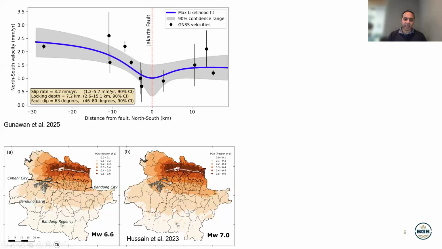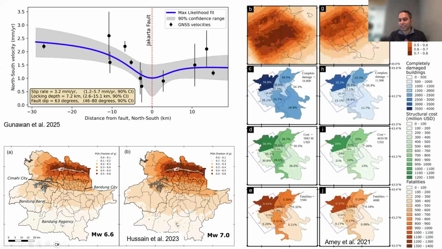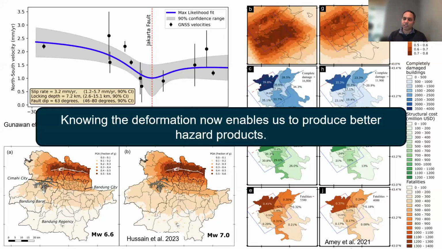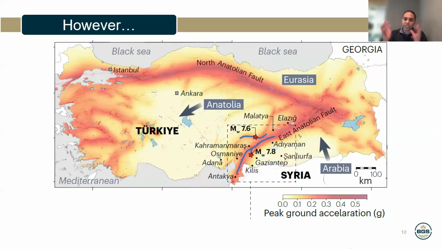And you could simulate the shaking intensities from that earthquake. And then if you have information about the buildings and the people, you can start estimating losses. This is the sort of bread and butter of the catastrophe risk management industry. So knowing all of this information about the strain and the seismic history helps us develop better hazard products. And combining all of that information together, particularly the historical seismicity, you can create maps like this.